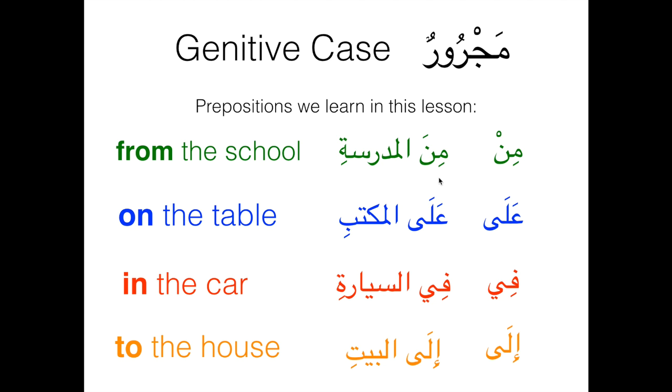So we have min al-madrasati, from the school. Ala al-maktabi, on the table. Ala means on. Fi sayyarati, in the car. Fi means in. Ila al-bayti, ila means to the house.